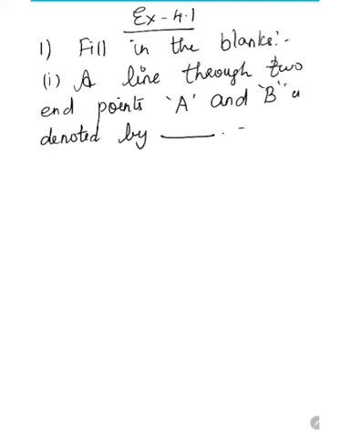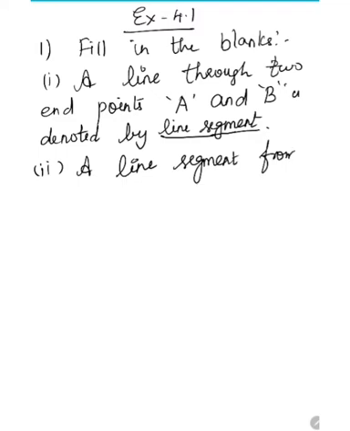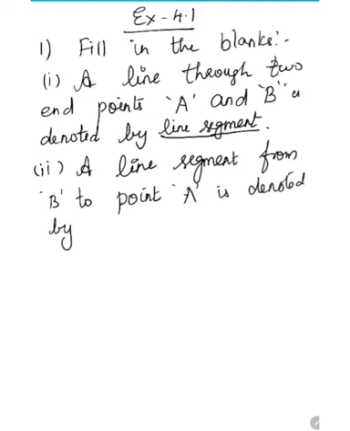dash. That is, a line through two endpoints A and B is denoted by, this is called, we already know, this is called line segment. Okay. The second question is a line segment from B to point A is denoted by dash. See, this is a line segment from B to point A, denoted by BA.